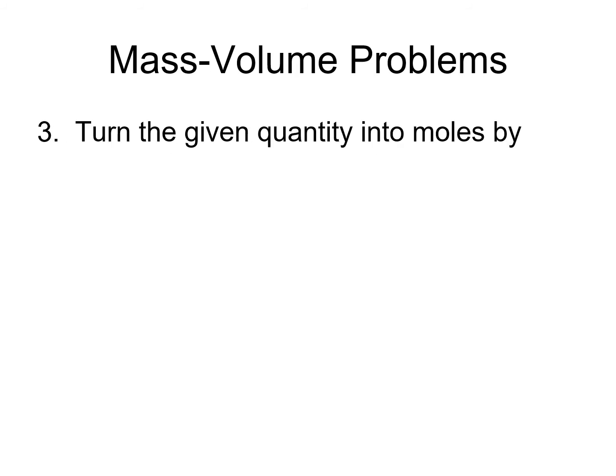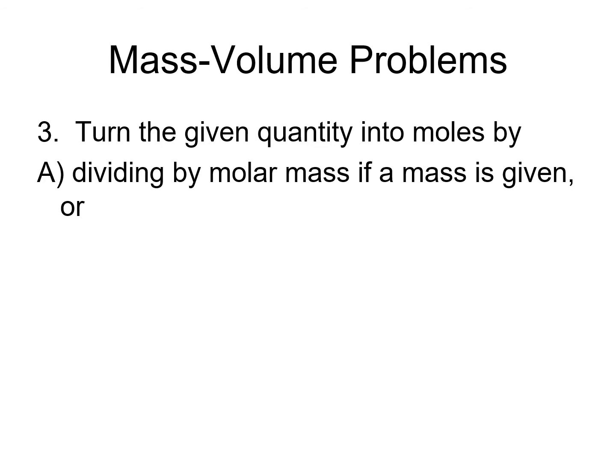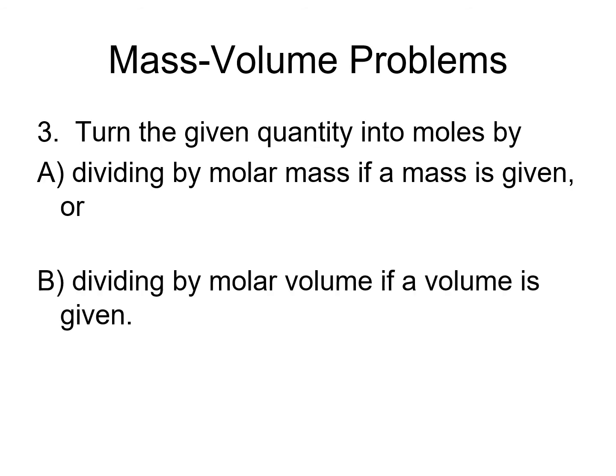In both the first two types of examples, mass-to-mass and volume-to-volume problems, what you have to do is go through moles. So you take the quantity given, change it to moles. That requires a different step if you're coming from the mass side than from the volume side. So if you're coming from mass, you have to divide by the molar mass. If you're coming from volume, you have to divide by 22.4 liters if it is at STP.